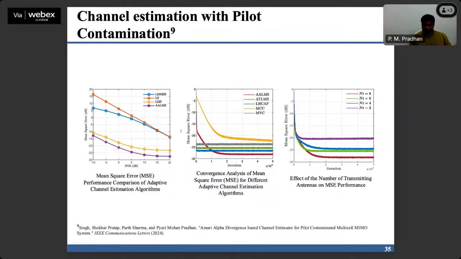Similarly, you can also use these divergence based cost functions for channel estimation. Again, channel estimation is very similar to your system identification. The system is now replaced by the channel. So the system transfer function is nothing but channel transfer function. And the previous case was estimation of system parameters. Now those system parameters are channel parameters, so effectively you are estimating the channel with some signal.